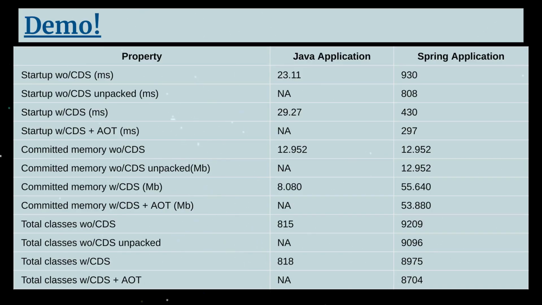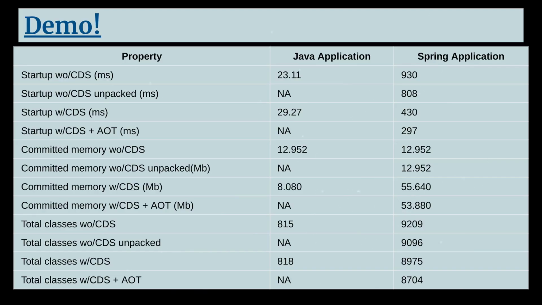And the startup times were different between our Java application and our Spring application. In the first example, with our Simple Java application, we measured a startup time of 23.11 milliseconds without using CDS. When we used CDS on it, we measured a startup time of 29.27 milliseconds. That is a difference of about 6 milliseconds, which isn't very representative of any benefit or, in this case, a problem. But when we did this with the Spring application, we then saw important differences, and these were differences that told us about the benefits of using CDS with Spring.